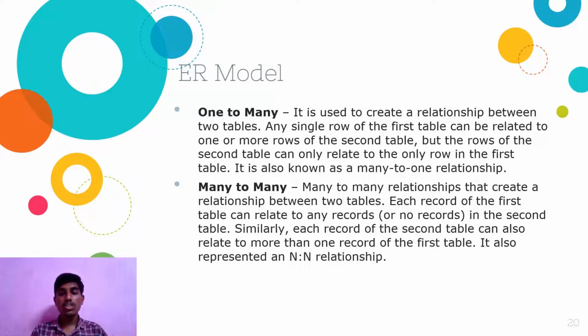One to many is used to create a relationship between two tables. Any single row of a first table can be related to one or more rows of the second table. Many to many relationships create a relationship between two tables. Each record of the first table can relate to any other record in the second table. Similarly, each record of the second table can also relate to more than one record of the first table. It is represented as an n:n relationship.